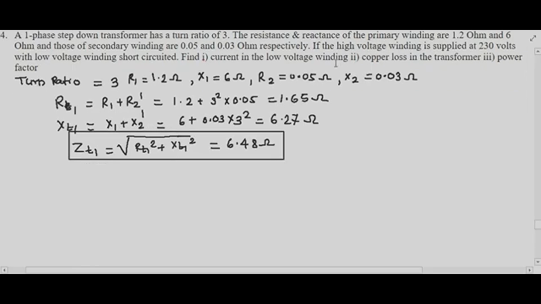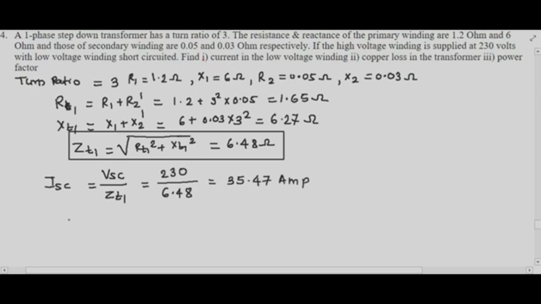Now it is given in the problem that when your high voltage winding is supplied with 230 volt, at that time the low voltage winding is short circuited. So at that time we can find out the short circuit current. What is the short circuit current? Short circuit current ISC is nothing but VSC upon ZT1, or we can say ZSC. What is VSC given? 230 volt divided by ZT1, that is 6.48. So you will get ISC, which equals 35.47 ampere.